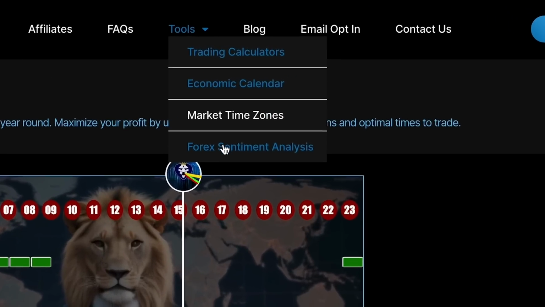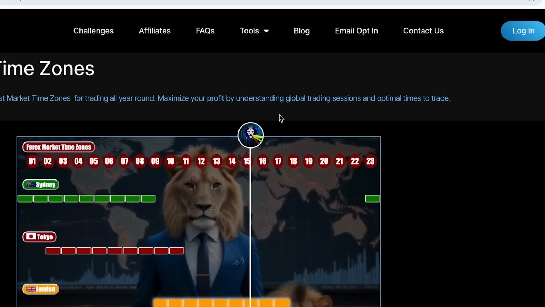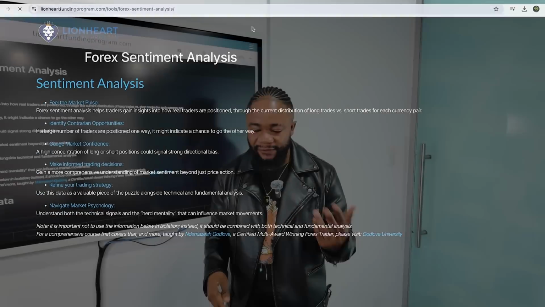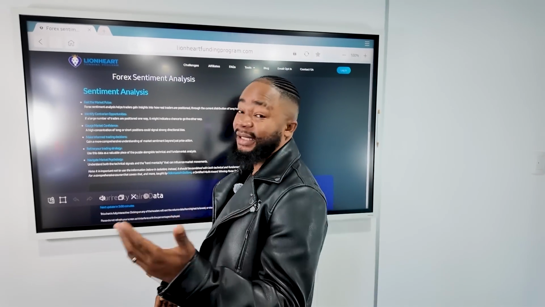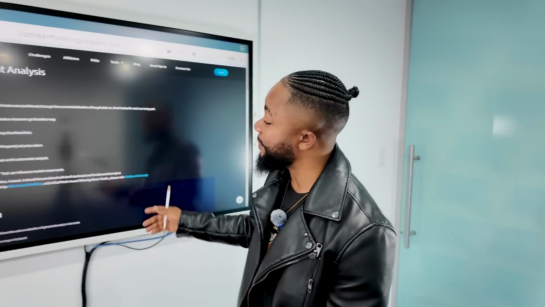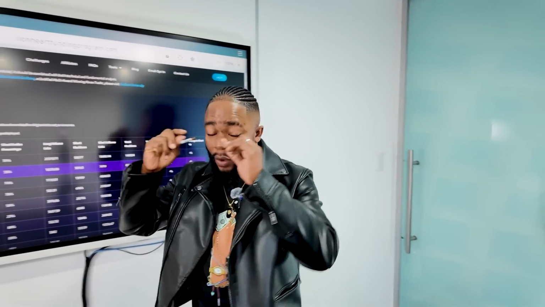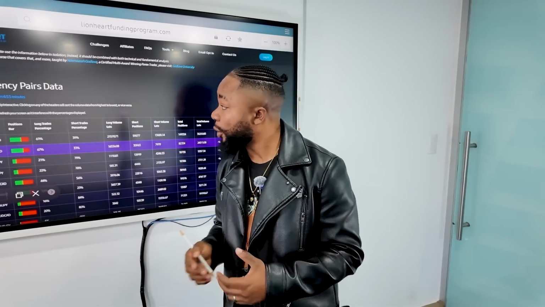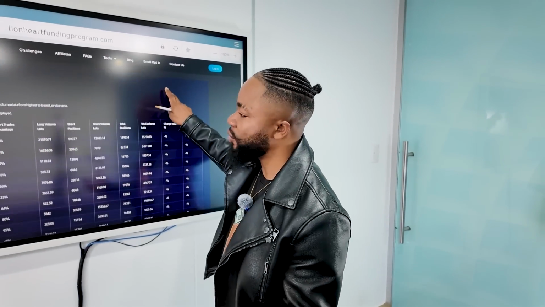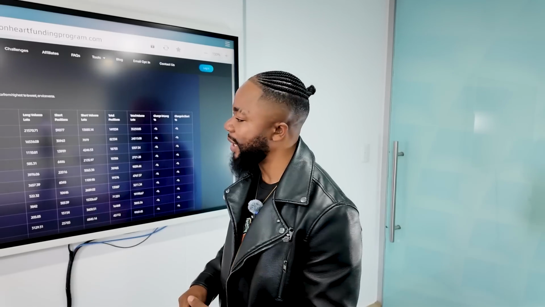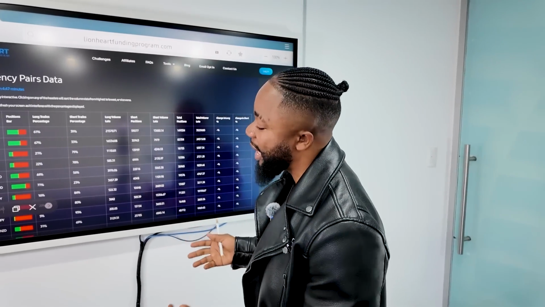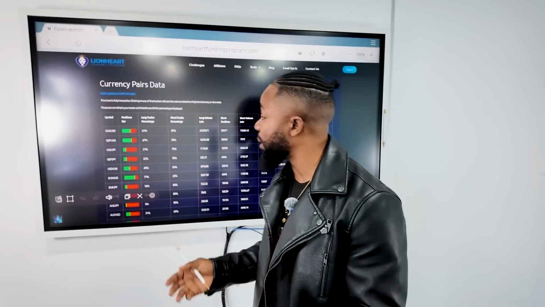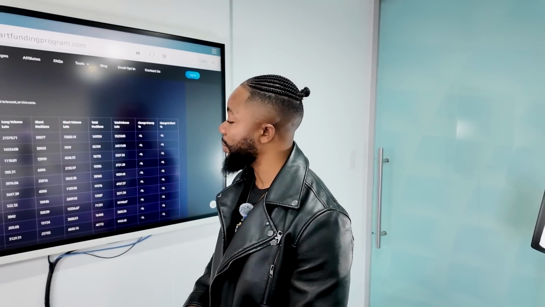It's for sentimental analysis, because you know in forex trading we have technical analysis, fundamental analysis, and sentimental analysis. Sentimental analysis is just when you want to have a bird's eye view of what other traders are doing. So coming to Lionheart Funding Program with about 21,000 traders already, if you want to have a bird's eye view of what is actually happening, this is what you'll be able to see.